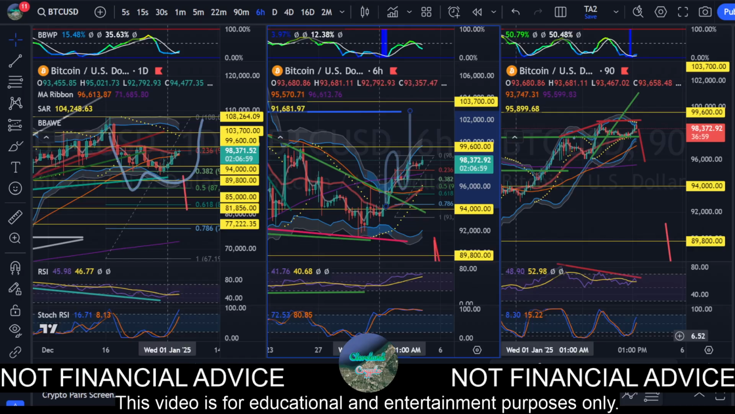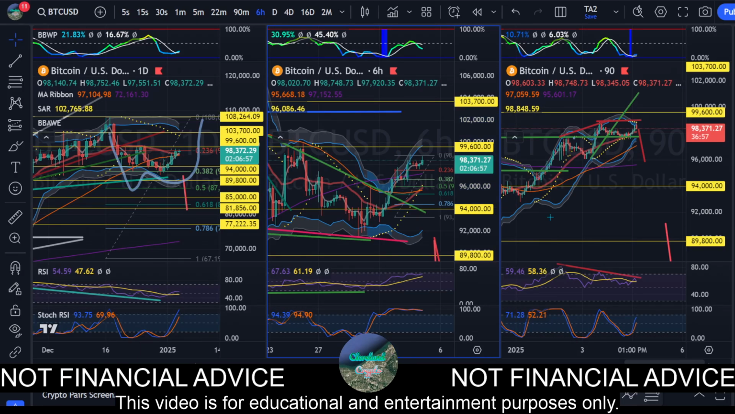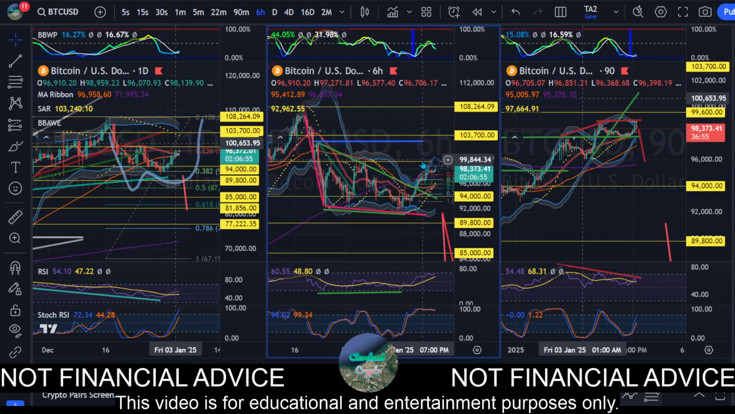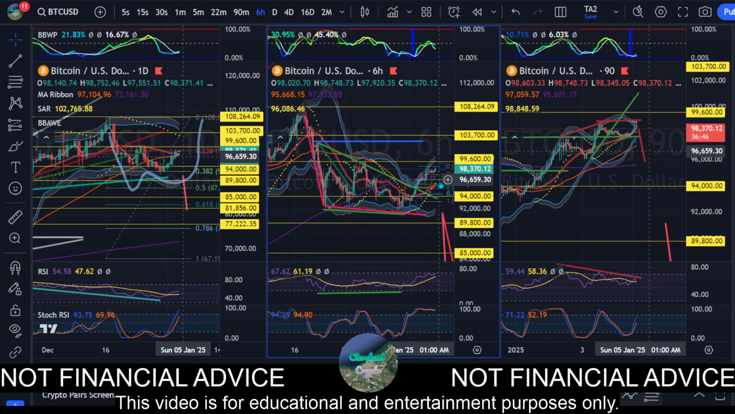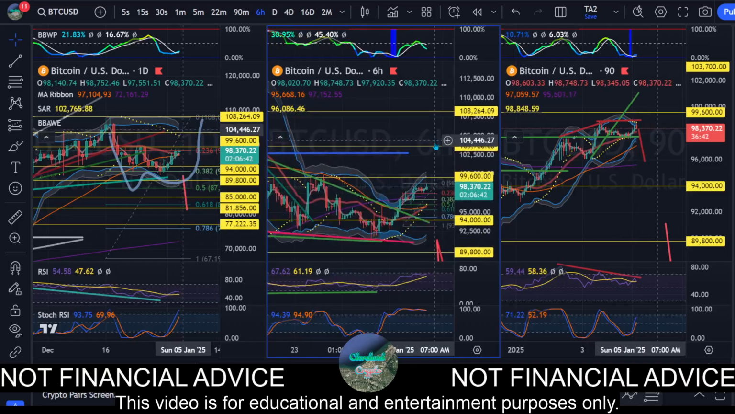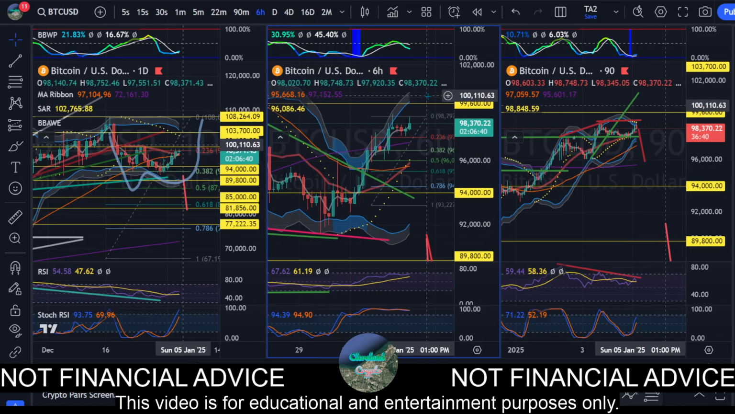So if that does happen, then we're looking for that higher low. We've seen a breakout from this, put in a higher high from here. If we see a higher low, that's a good sign that the reversal pattern is happening, and we're going to see further bullishness coming through as we go further into January.